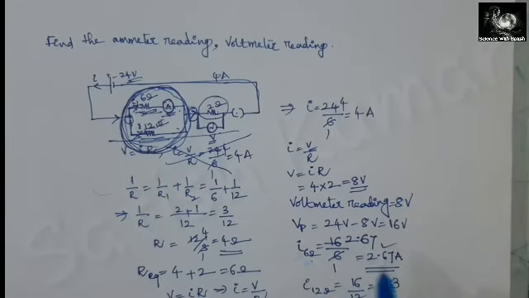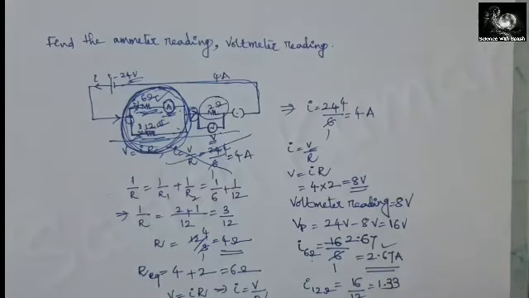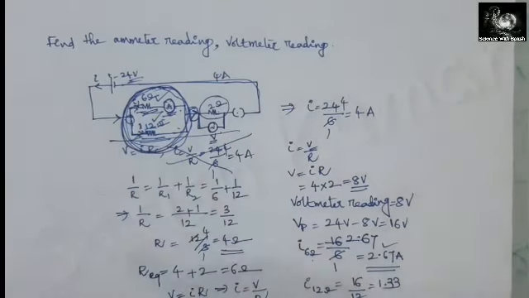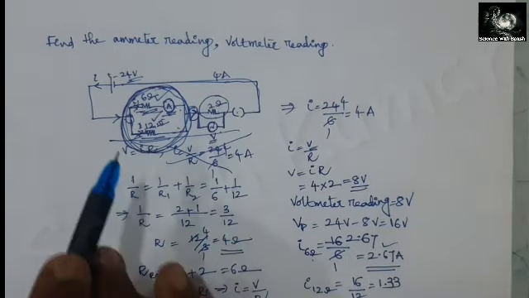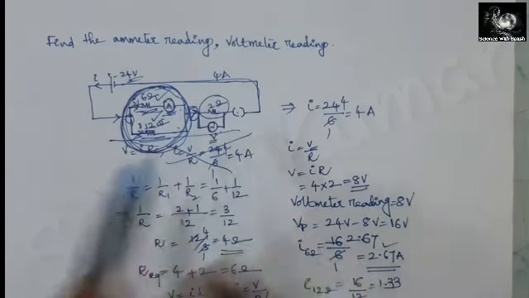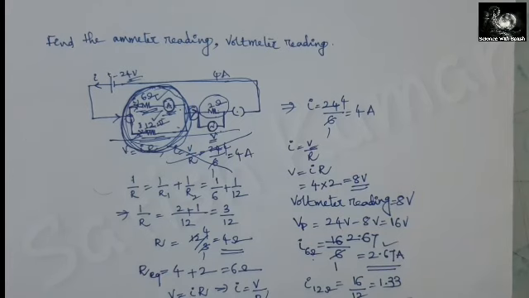So 2.67 is the current through 6 ohms and 1.33 is the current through 12 ohms. So again the total current is 4 amps. In this way you have to find out the ammeter and voltmeter readings in a circuit.